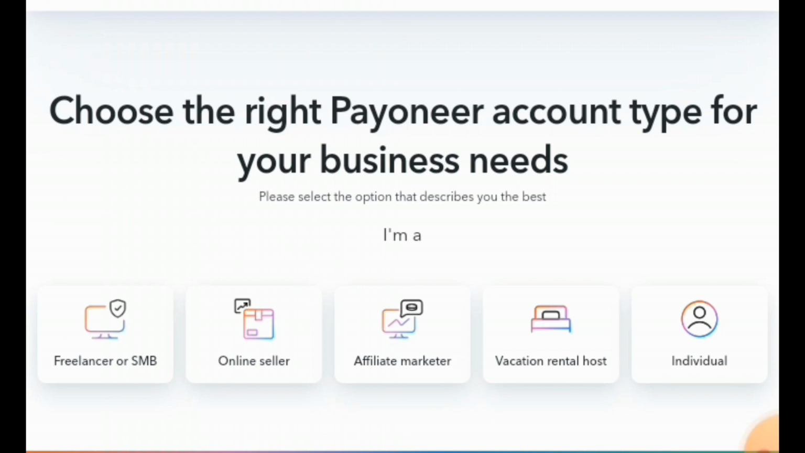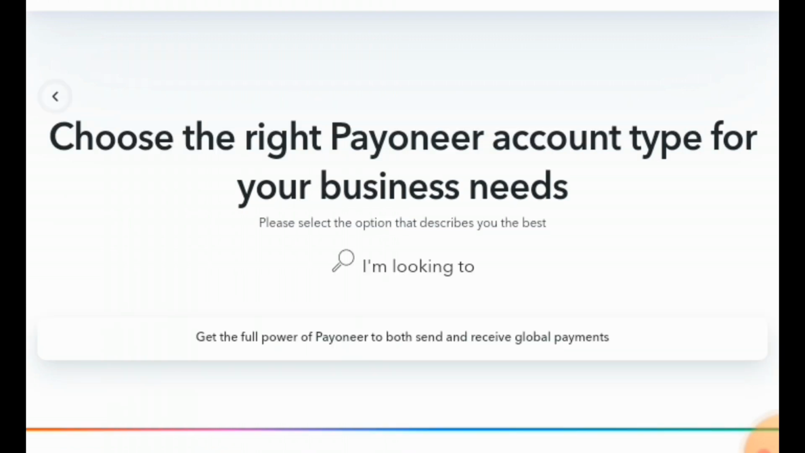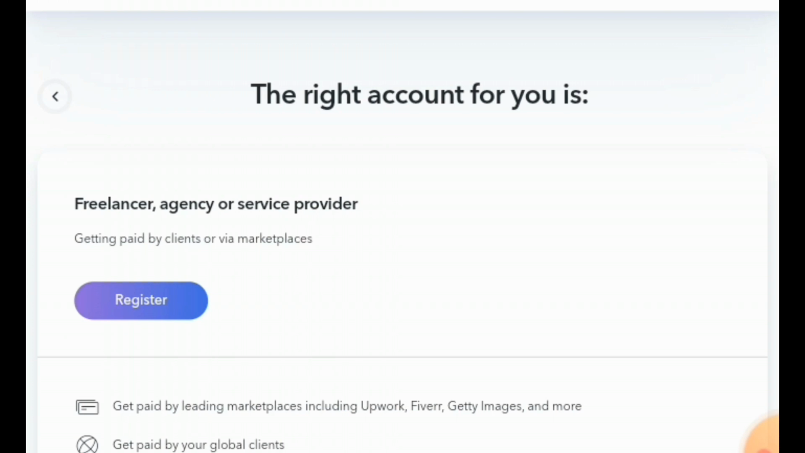Choose the right Payoneer account type for your business needs. So we have freelancer or SMB, online seller, affiliate marketer, vacation rental host, individual. So we are going to choose freelancer or SMB. Get full power of Payoneer to both send and receive global payments. The right account for you is freelancer, agency, or service provider. So click on register.